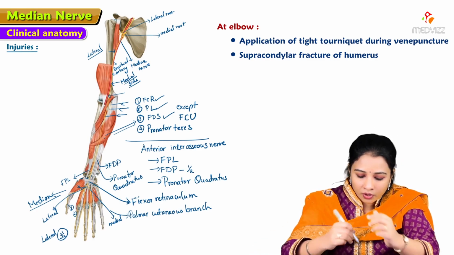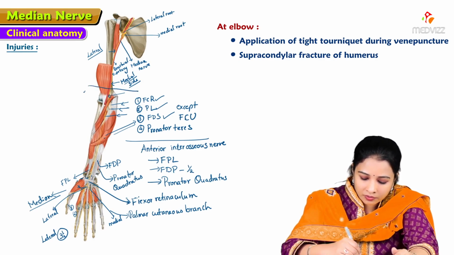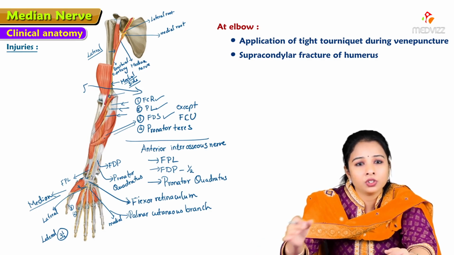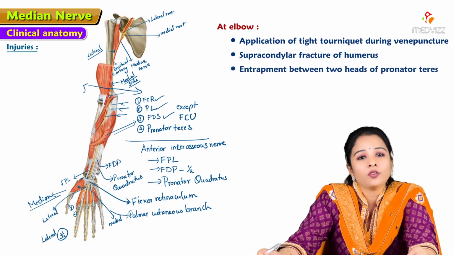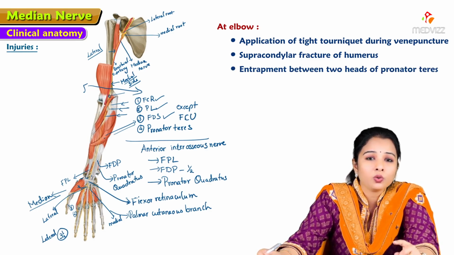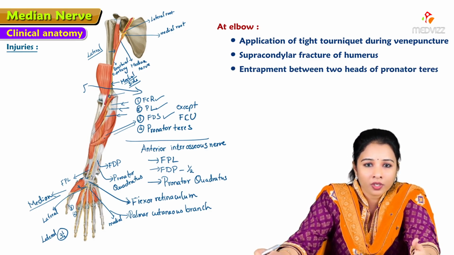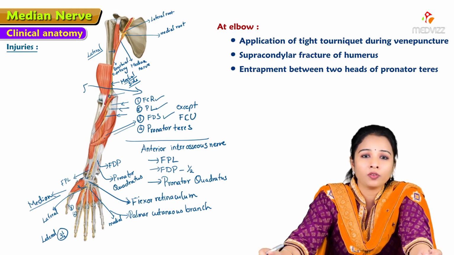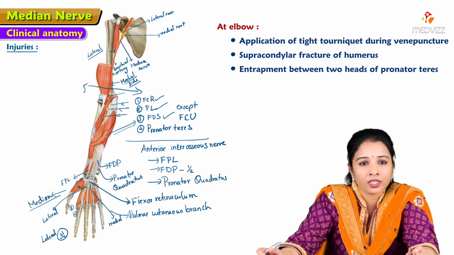Supracondylar fracture of the humerus means this part of the humerus is fractured, which involves median nerve injury also. Then there is entrapment of the median nerve between the two heads of pronator teres. Because of spasm or any tendinitis or other lesions of the pronator teres, it may cause the entrapment of the median nerve between the two heads of pronator teres.